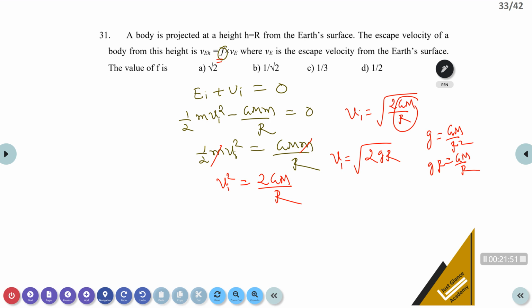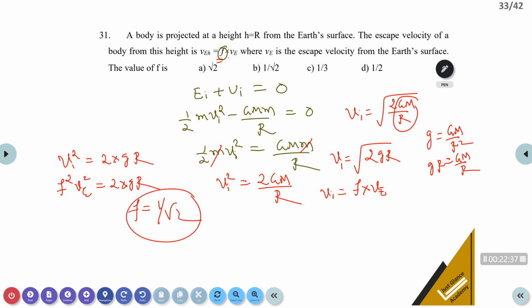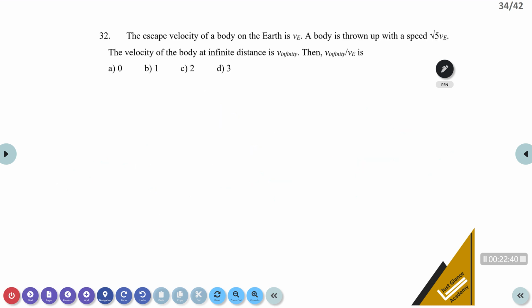Initial velocity, how much is given? F into VI equal to F into what? VE has been given. Okay. Square it, students, this one. Square it. VI square equal to 2 into what? GR. This will become F square into VE square equal to 2 into what? GR. Then I multiply and then, okay, somewhat I'm getting confused. That I will do equal to what? 1 by root 2 times VE. Okay. Next.